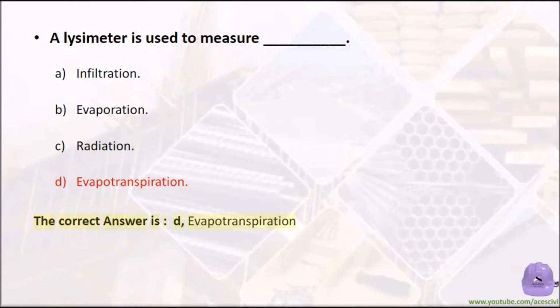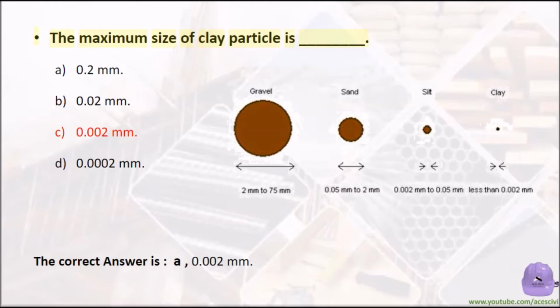The maximum size of clay particle is A. 0.2 mm. B. 0.02 mm. C. 0.002 mm. D. 0.0002 mm. The correct answer is A. 0.002 mm.